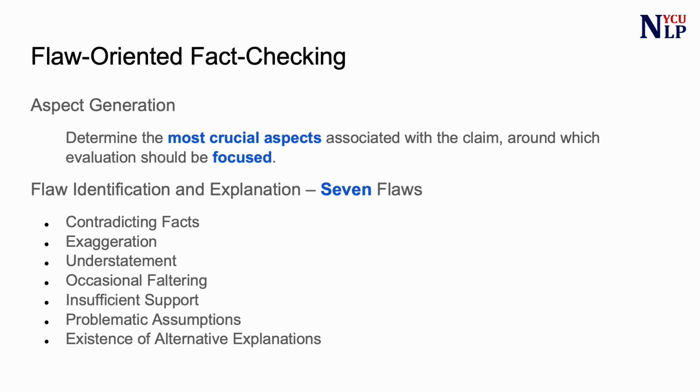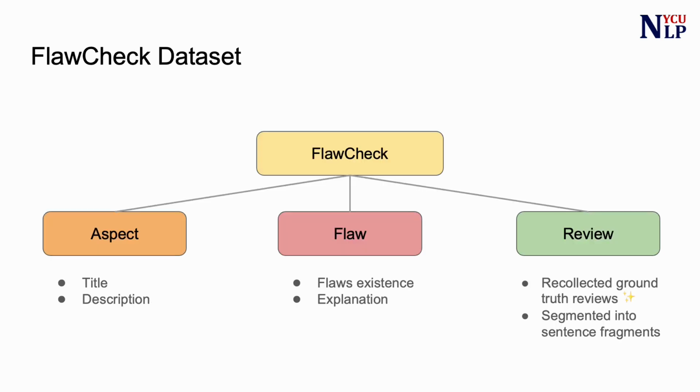As a result, we propose flaw-oriented fact-checking task, which consists of two parts. First, aspect generation determines the aspects that the evaluation should be focused on. For flaw identification and explanation, we define 7 crucial flaws from false labels used by various fact-checking organizations. To facilitate the flaw-oriented fact-checking task, we introduce the Flaw Check dataset with aspect, flaw, and review article.